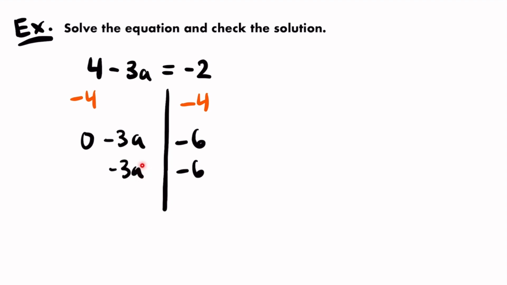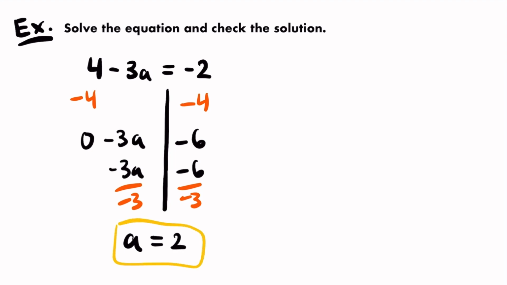And then to solve for a, what you want to do is get rid of that coefficient. So you want to divide both sides of the equation by that number in front of a, the coefficient. And so if we divide both sides by -3, -3 divided by itself is 1. So you'll have 1 times a, which is just a. And -6 divided by -3 is +2. So we get a equals 2 as the solution to this equation.